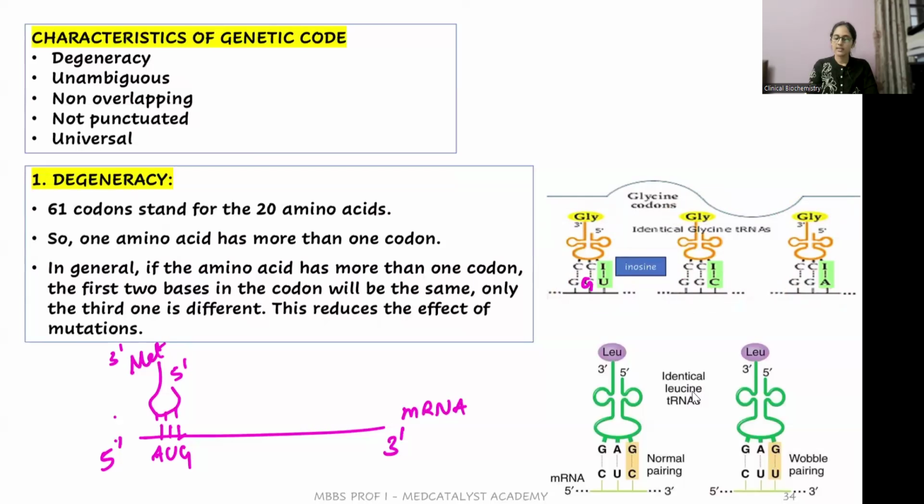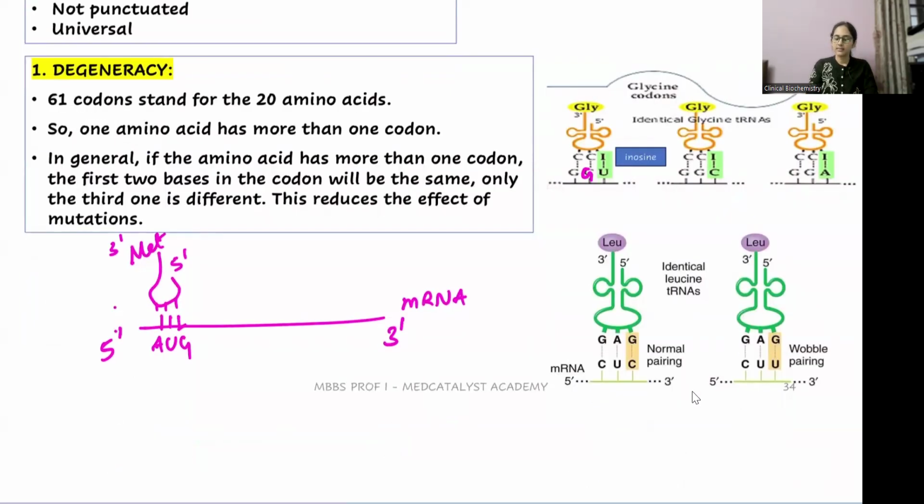Similarly, this is one way of wobble pairing. The other way is, with the help of inosine, you're pairing with multiple nucleotide bases. Another way is, you see this leucine. CUC and CUU, both of which code for leucine. Now, normal pairing means what? The C will bind with G on the tRNA, right? But the U here can also bind with G in the tRNA. So the tRNA is nothing but GAG only, but it can bind with both these codons. How is it possible? That's what you should know.